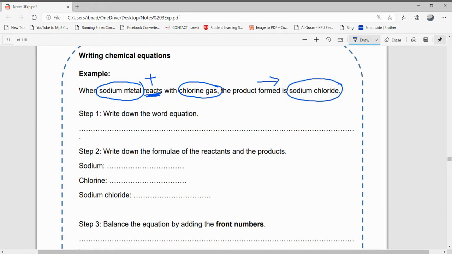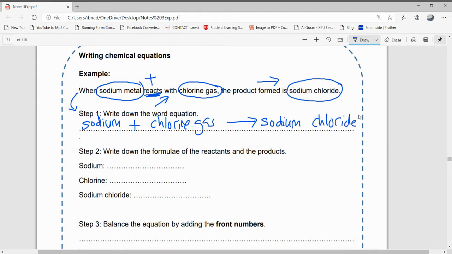So basically form a sentence. The sentence we give can be quite straightforward like this. However, in exam, it can be quite hidden, not that clear. Then you can actually get the word equation out. How? Let's look at this. Sodium plus chlorine gas will give you sodium chloride.